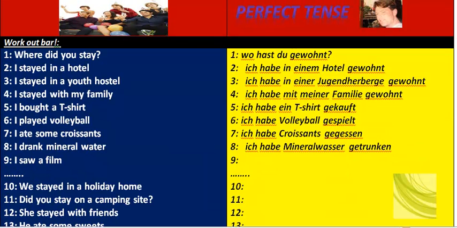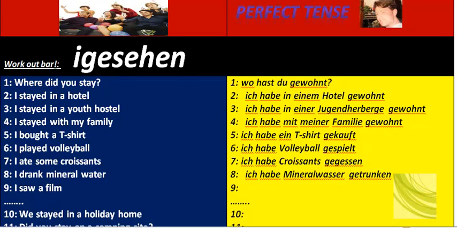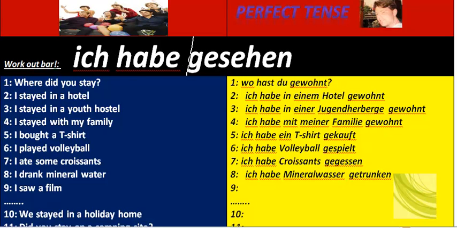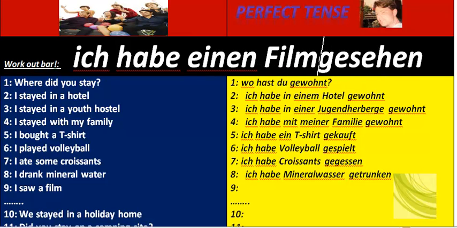Right, now this one, I saw a film. To see is sehen. And you guessed it, I've gone and typed it where it shouldn't be, somewhere. But sehen is to see. Now to make the past participle of this one, all you've got to do is add on GE at the front, okay? And nothing more. So, I have seen, ich habe gesehen. A film, einen Film. So, ich habe einen Film gesehen, okay? Is the answer, well, I saw a film.